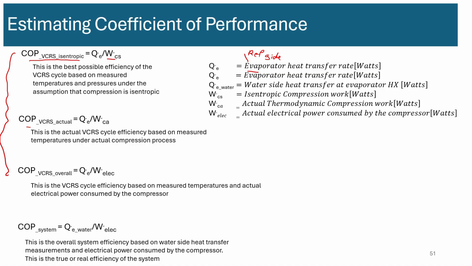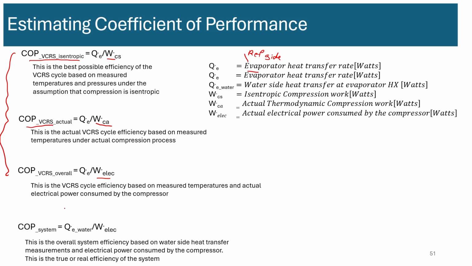Now, use the actual cycle and use the actual compressor power, not the electrical power, the actual thermodynamic power, then you will get the actual COP VCRS cycle. This will be quite a bit smaller than the isentropic because of the difference in the compression process. Now change the denominator again to the actual measured electric power. You get the COP VCRS overall. This will be an even lower COP. All of these are based on measurements on the refrigerant side and the electrical power.